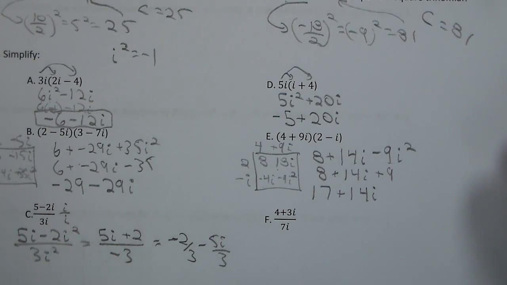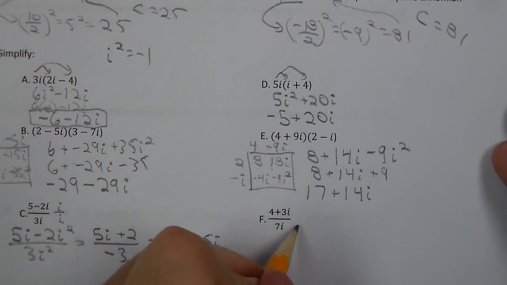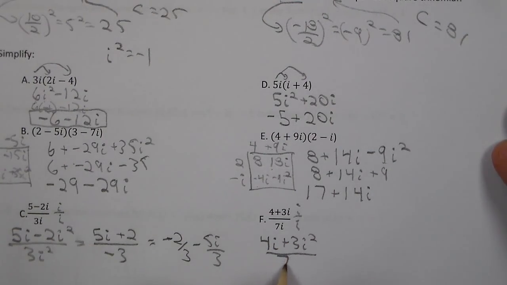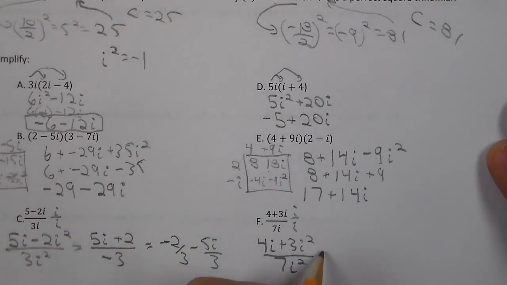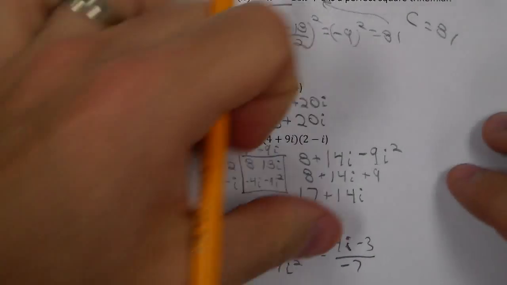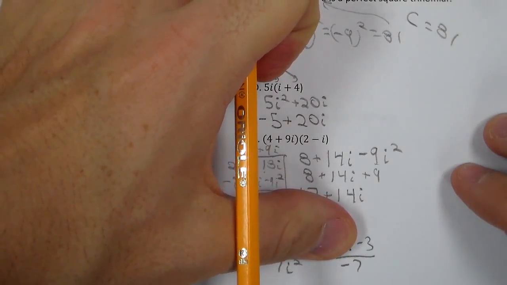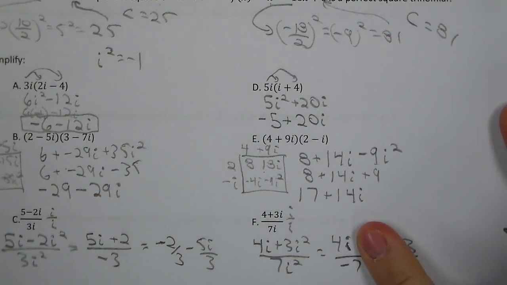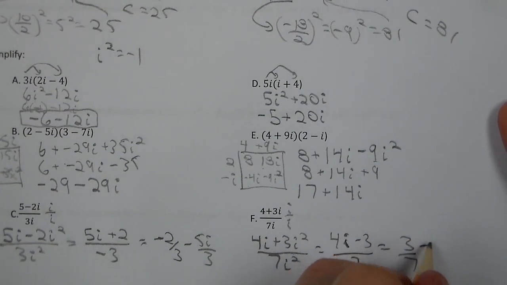Last one in the set here is 7i in the denominator, so we multiply top and the bottom by i. We get 4i plus 3i squared over 7i squared. The i squareds become negative 1, so that's 4i minus 3, and negative 7i. Our real solution is negative 3 over negative 7, which is 3/7. Our imaginary is 4i over negative 7, so that's minus 4i over 7.